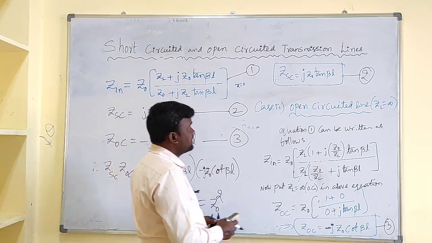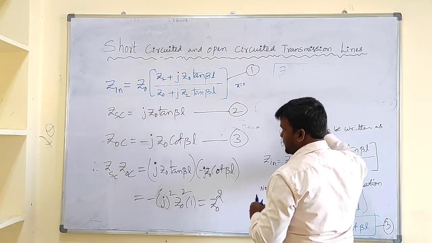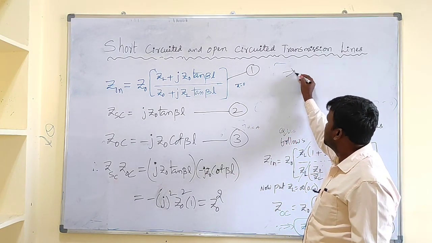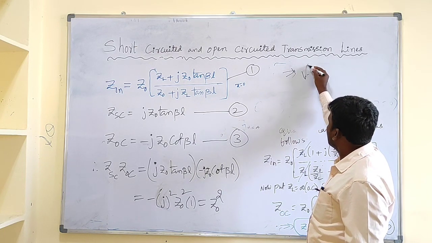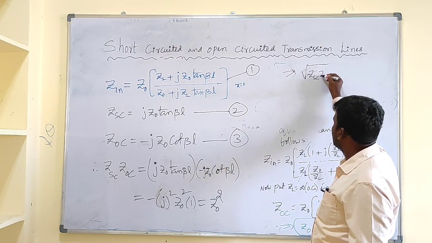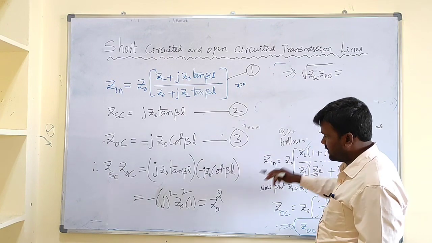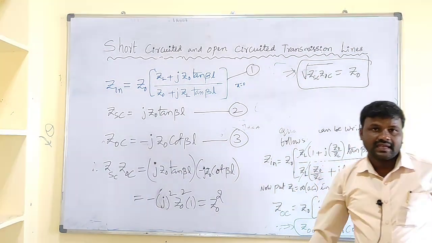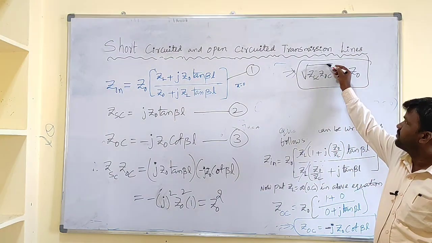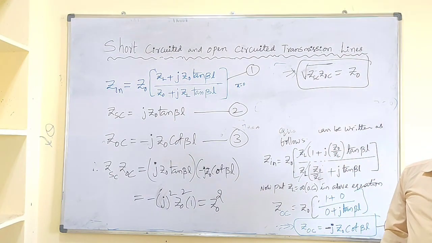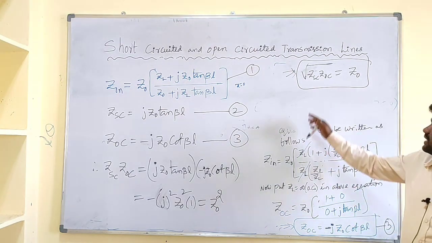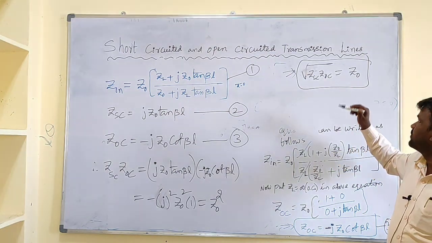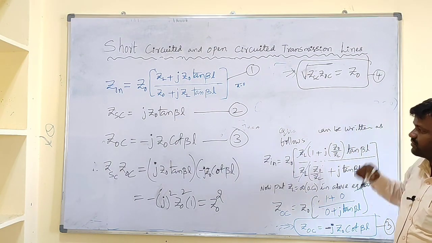From this I can write the expression for Z naught in terms of ZSE and ZOC. Applying square root on both sides, Z naught equals square root of ZSE into ZOC. This is the expression for the characteristic impedance of the line in terms of the short circuited input impedance and open circuited input impedance. ZSE indicates the short circuited input impedance, and ZOC indicates the open circuited input impedance. So this is equation number 4.